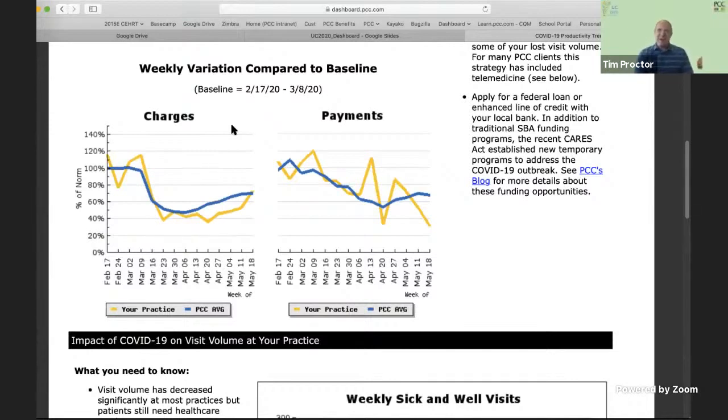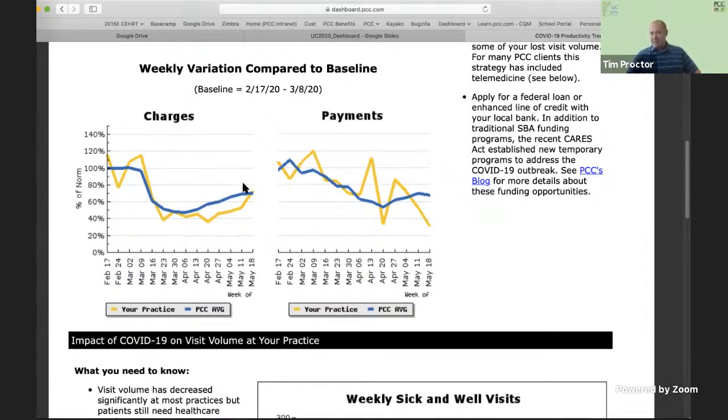Is it a good comparison? I mean, that baseline period in February was a really busy time for many of you. It was middle of flu season, middle of sick season, so you were busy during that time. So obviously, you're into the spring months. It normally gets slower this time of year, so you're not expected to be at 100% of mid-February charges, for example, in the recent weeks. But this gives you an idea of how you're progressing and how quickly you're getting back to your norm of charge levels, and also what the PCC average is.